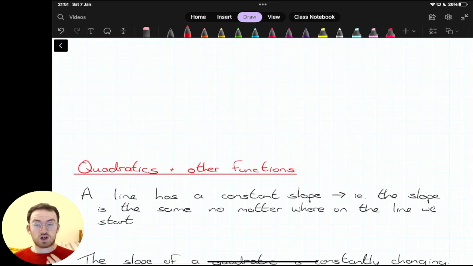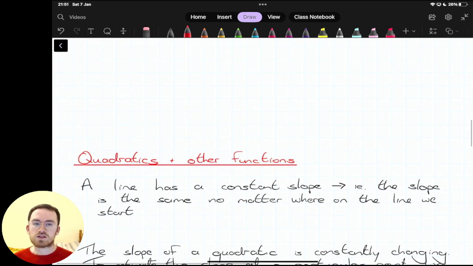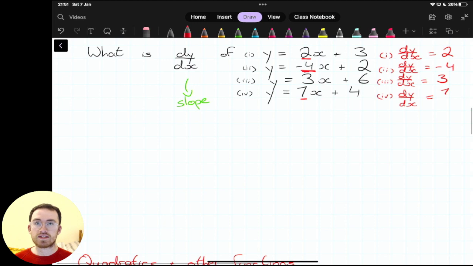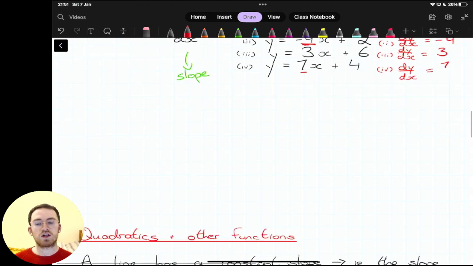So looking at our quadratics, for example, we know that a line has a constant slope, that the slope is the same no matter where on the line we start or where we look at. And we saw that with our rise over run, that if we picked a point and we went over a certain amount, we wanted to see how far did we have to go up to still be on the line. But no matter what point we picked to start at, we would get the same slope. And that comes back to the equation of the line, because we can see the slope within the equation.